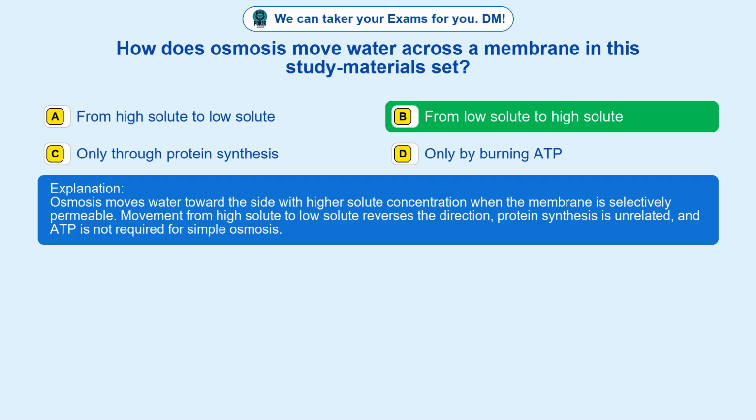Osmosis moves water toward the side with higher solute concentration when the membrane is selectively permeable. Movement from high solute to low solute reverses the direction. Protein synthesis is unrelated, and ATP is not required for simple osmosis.